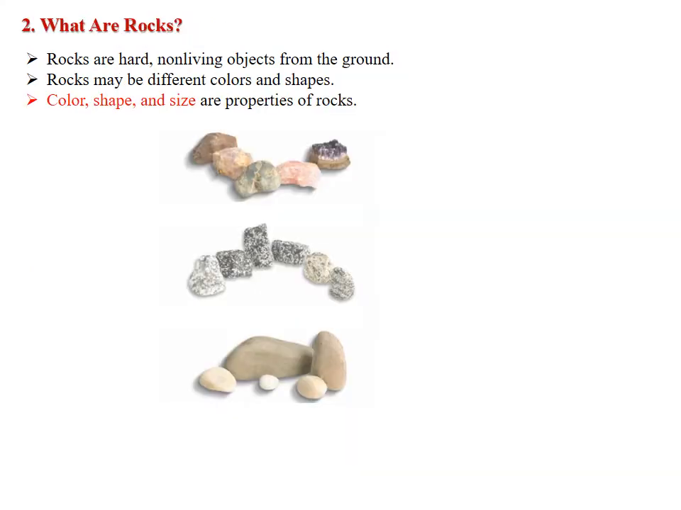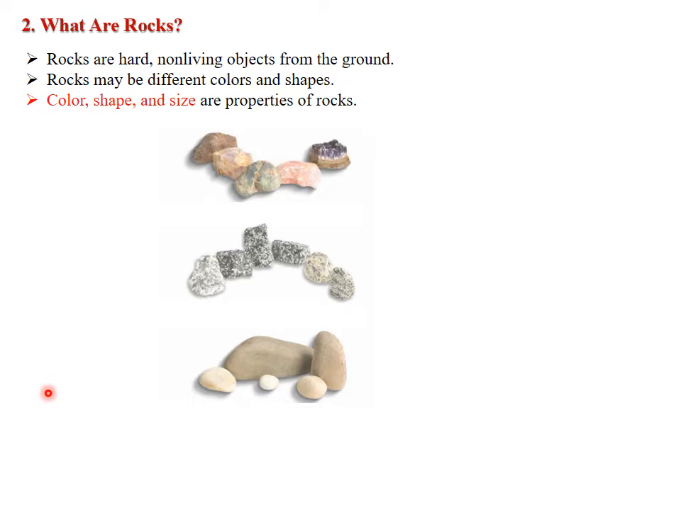Now let's talk in details about rocks. What are rocks? By definition, rocks are hard, non-living objects from the ground. Rocks may be different colors and shapes. Color, shape, and size are properties of rocks. And I want to remind you that a property is one part of what something is like.